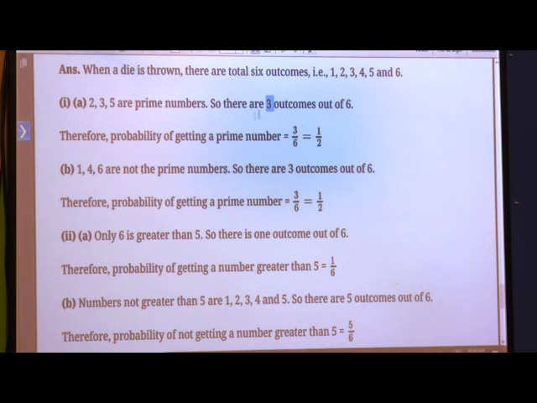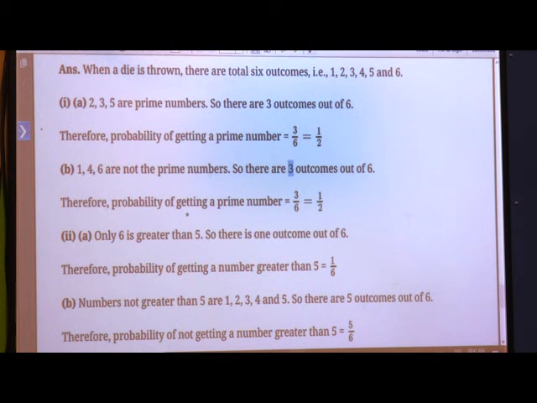Not the prime number: among 1, 2, 3, 4, 5 and 6, which are not the prime numbers? 1, 4 and 6 are not the prime numbers. So, again, how many outcomes? 3 outcomes out of 6. Therefore, the probability of, I said the same thing, here it is a printing mistake. What is that?